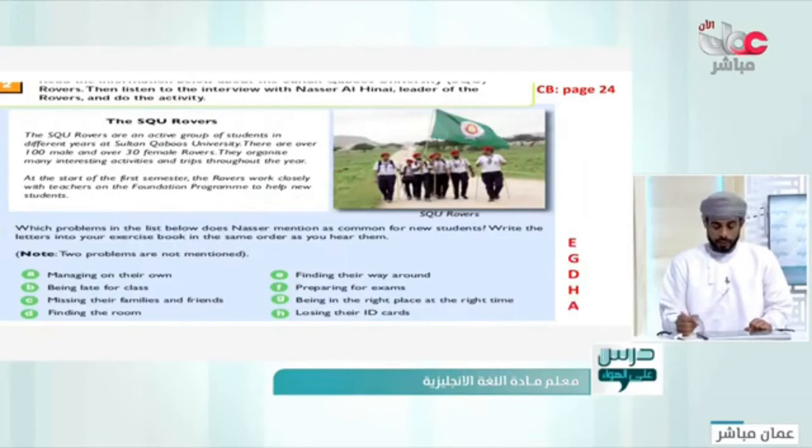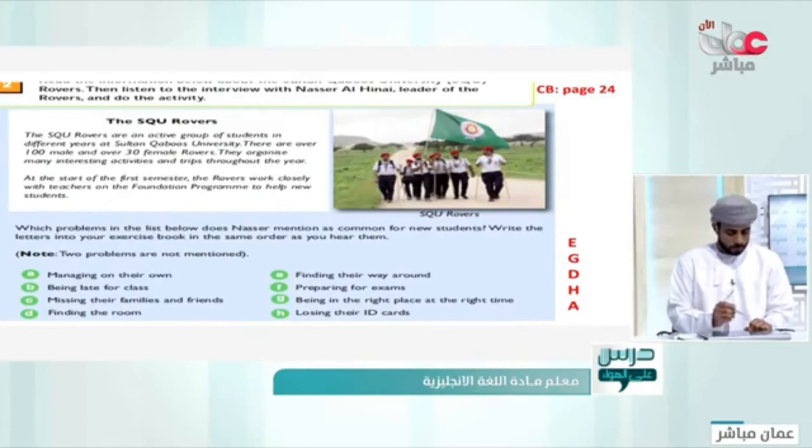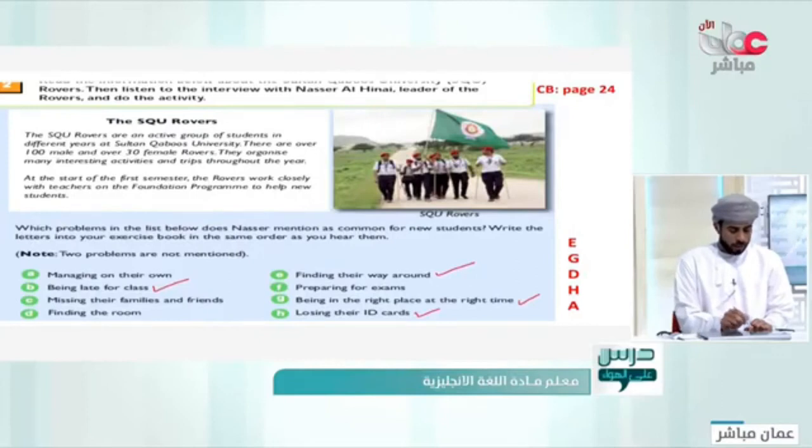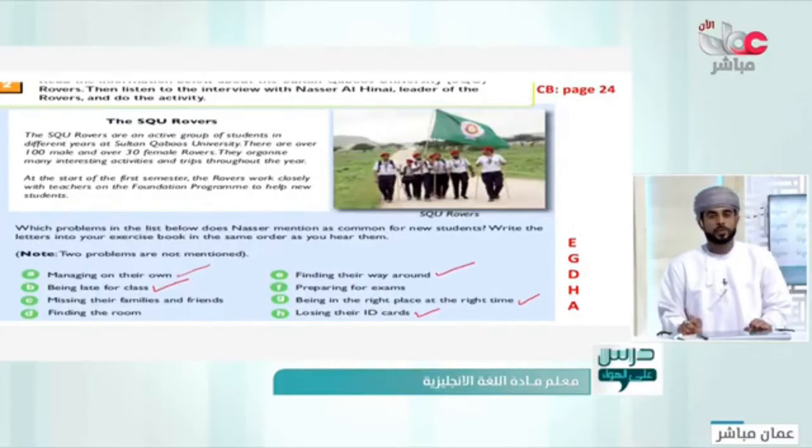The correct order is E, G, D, H, and A. He mentioned, first, finding their way around. Then he said being in the right place at the right time. Then he mentioned being late for classes. And the H, losing their ID cards. And finally, managing on their own. These are some of the things that have been mentioned there.